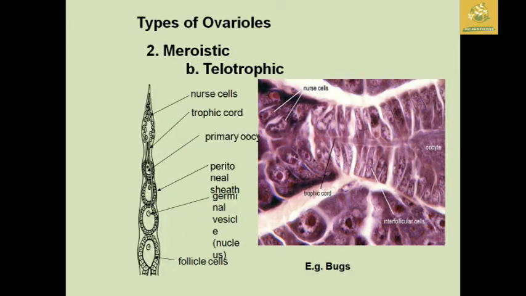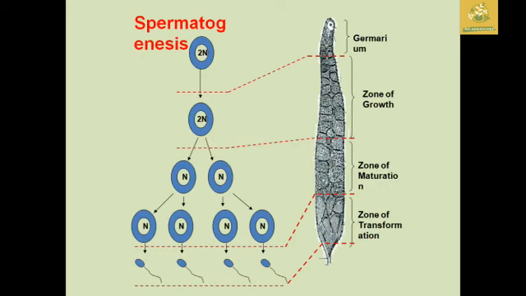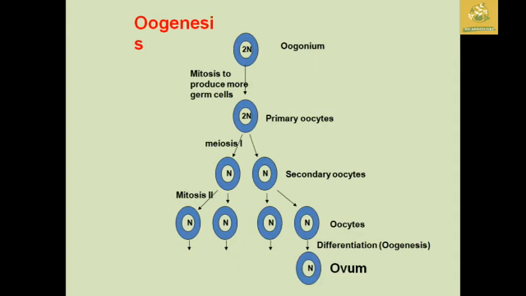After that we are going to see the other Meroistic type, which is also known as telotrophic, composed of nurse cells, trophic cord, primary oocytes, peritoneal sheath, germinal vesicle, nucleus, as well as the follicle, which is mostly found in bugs. I have already told you about spermatogenesis. It is the same thing, where you can see the germarium, zone of growth, zone of maturation, as well as zone of transformation.